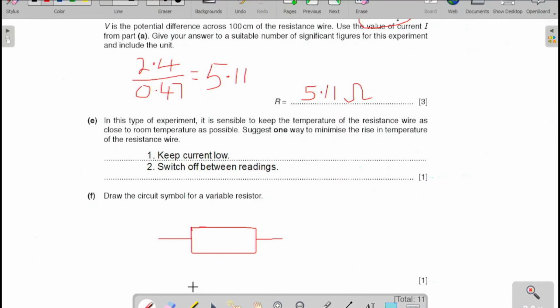And then the second one, this is the second line. Let me draw a line so that it's going to be cool. And then I have this here. I also have this here. So this is the symbol of a variable resistor. Let's go to the next question.